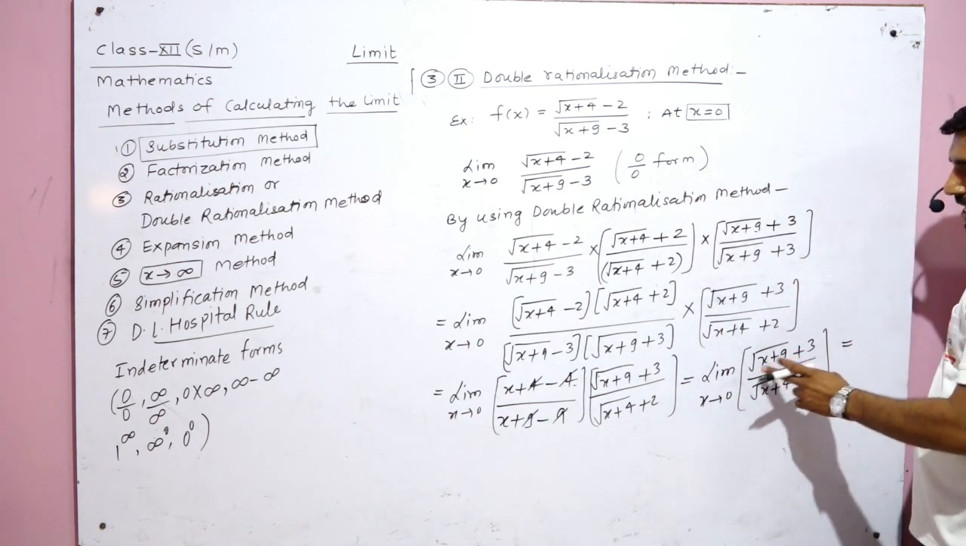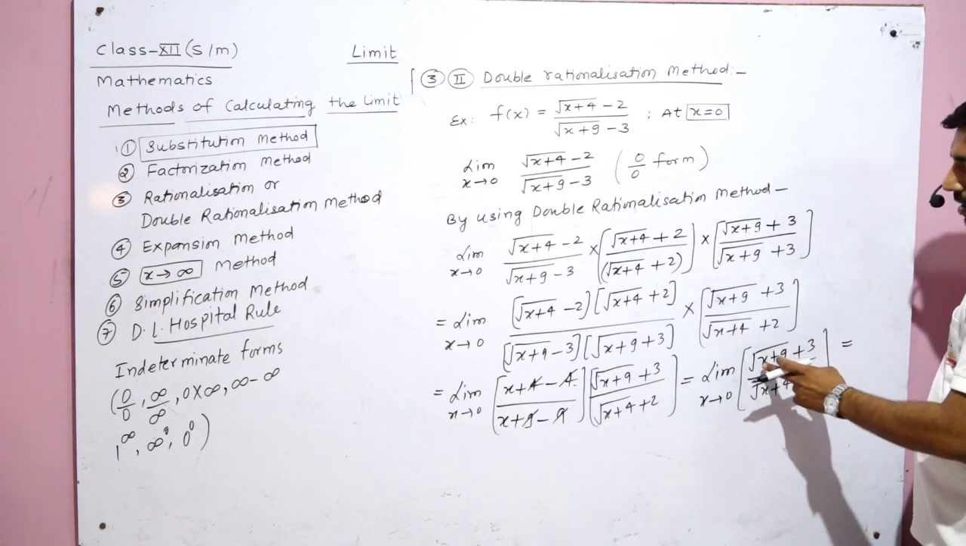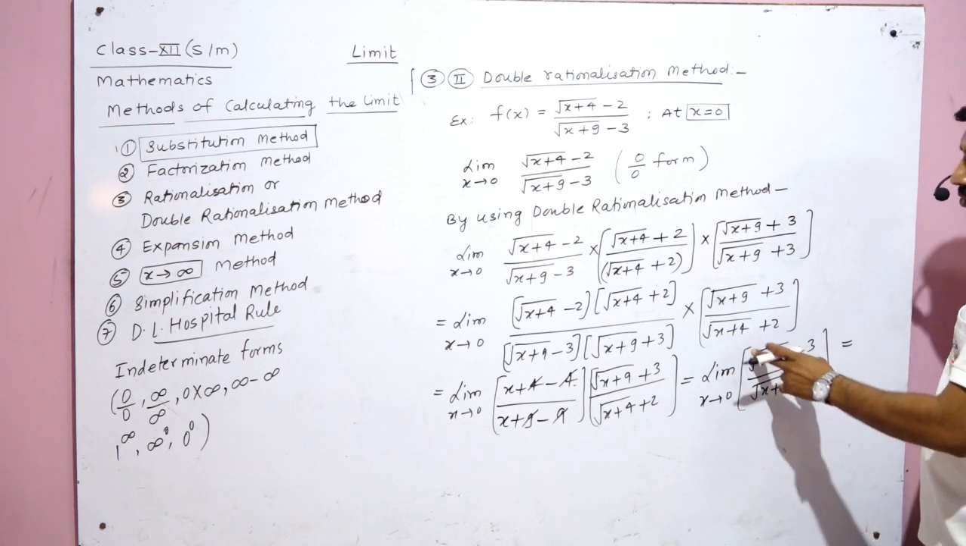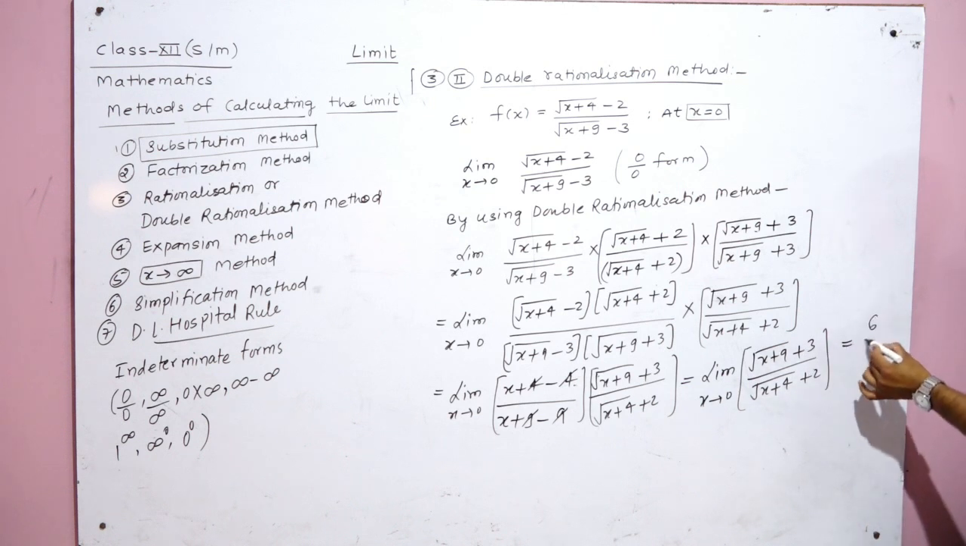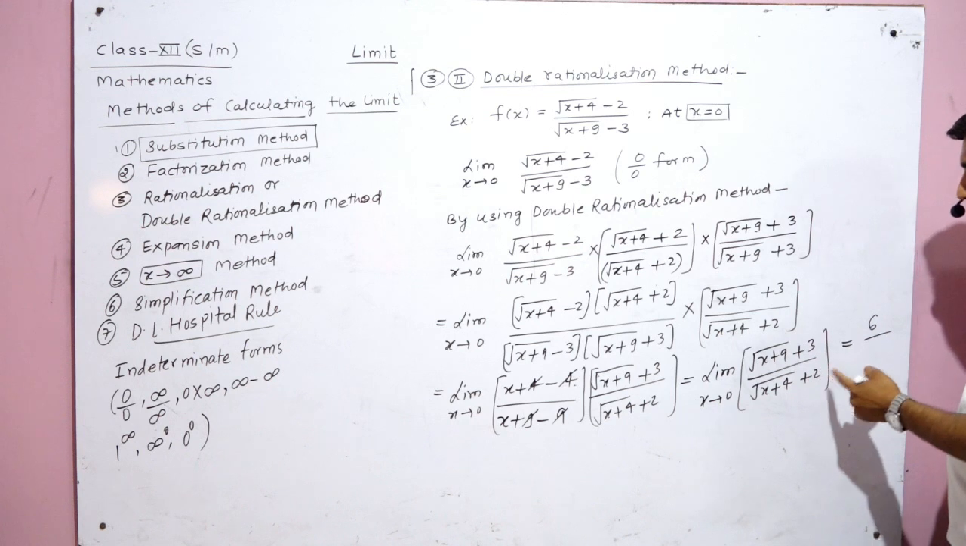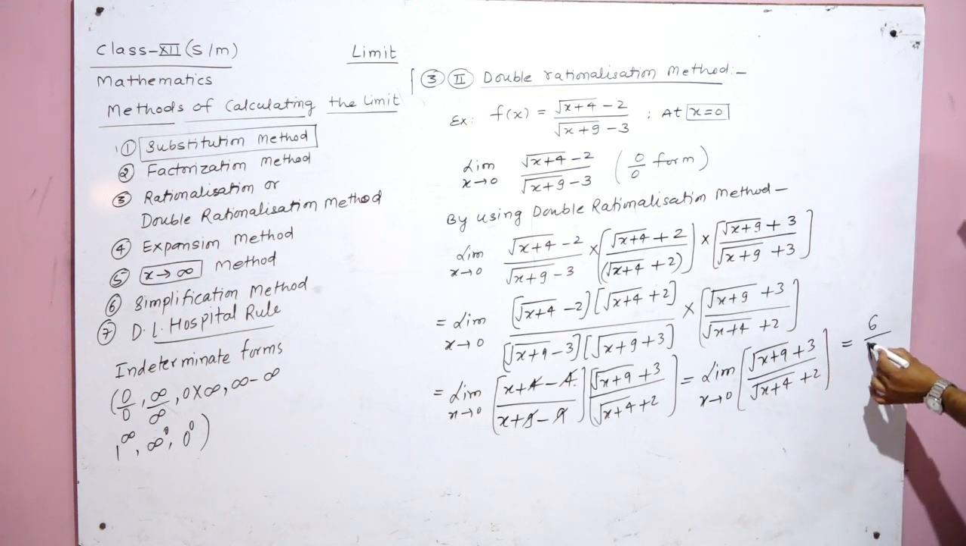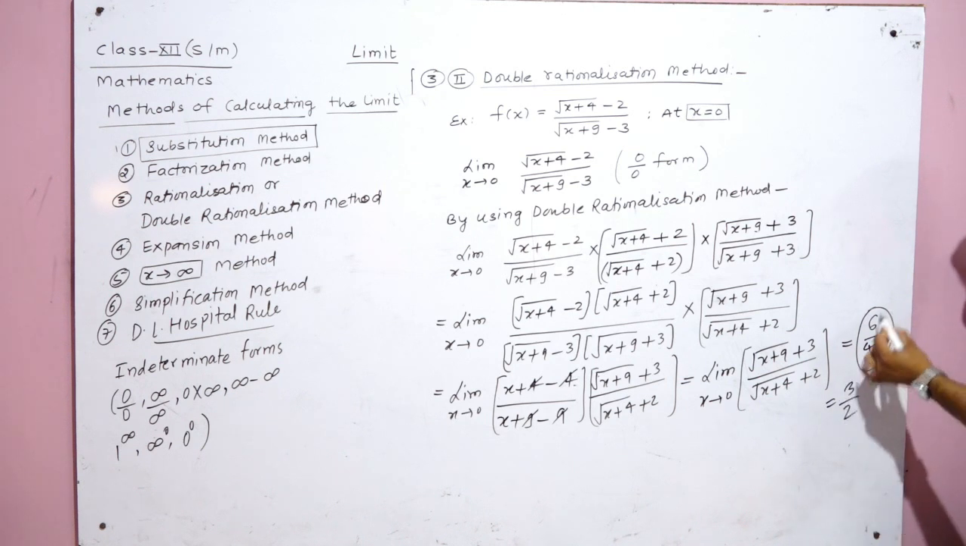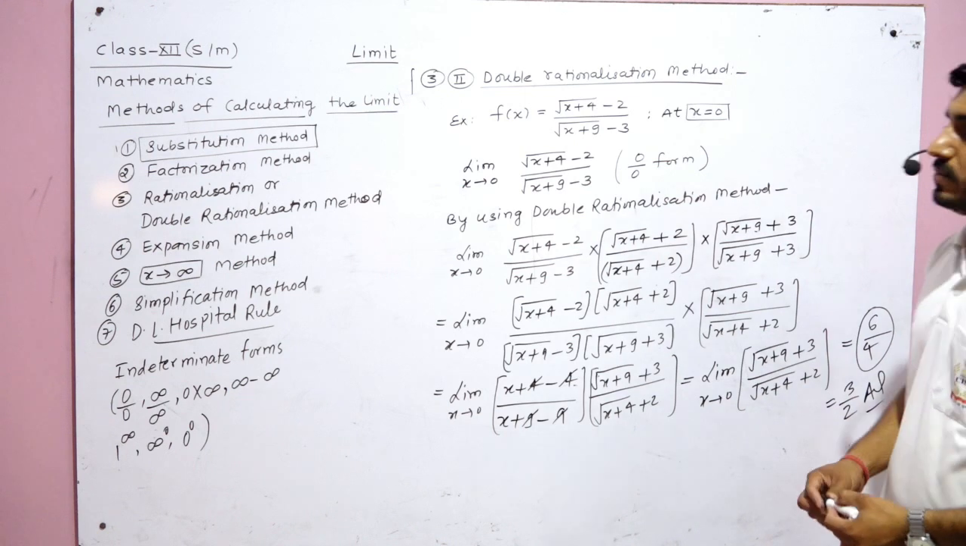If we put 0 in the place of x, then it is 0 plus 9, means 9. Under root of 9 is equal to 3. 3 plus 3, 6, upon 0 plus 4, 4, under root of 4, 2. 2 plus 2, 4. It means the limit is given as 3 upon 2, 6 upon 4 cancelled by 2. This is the final answer. Okay.